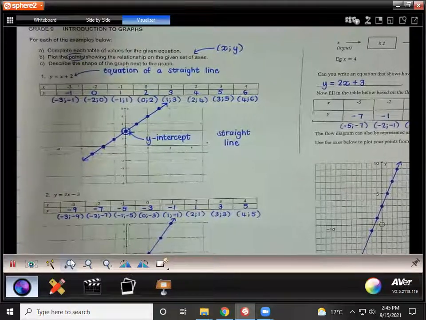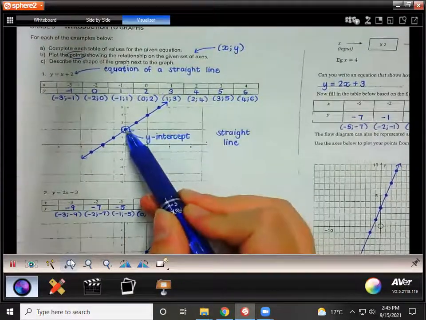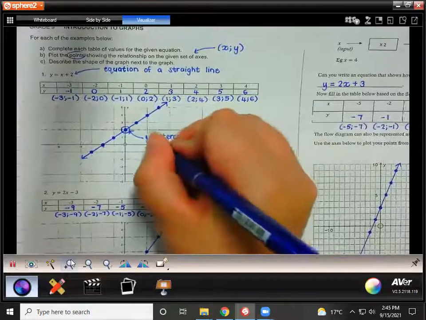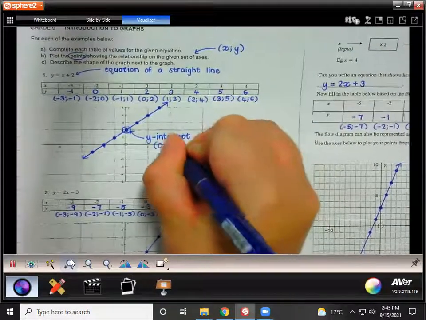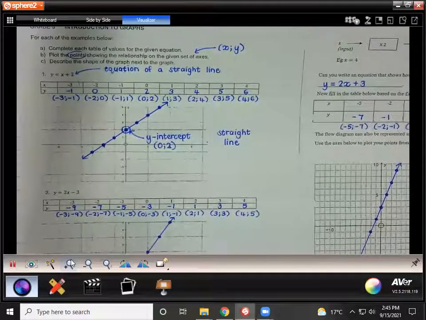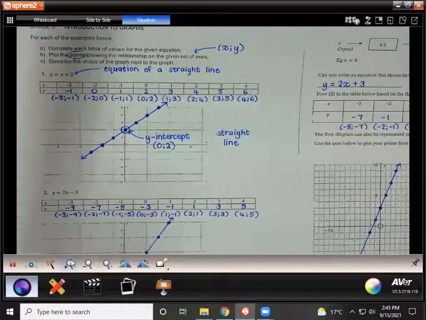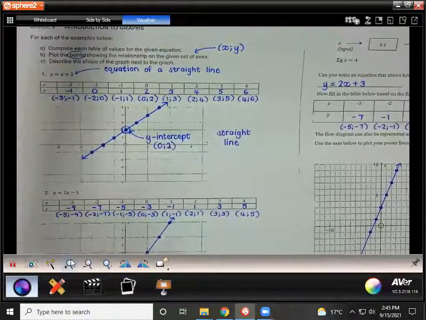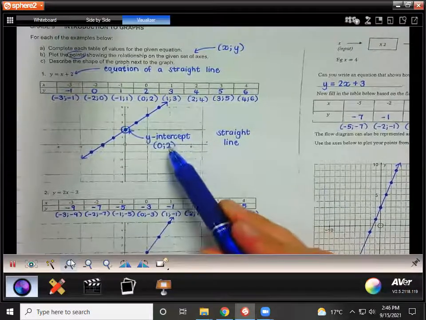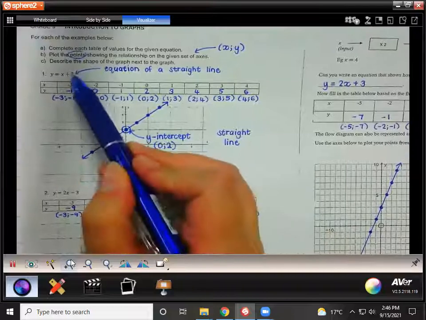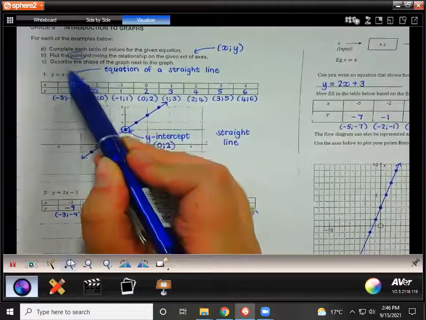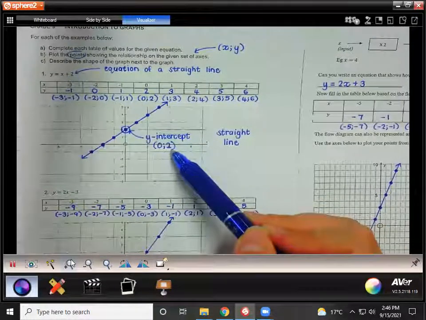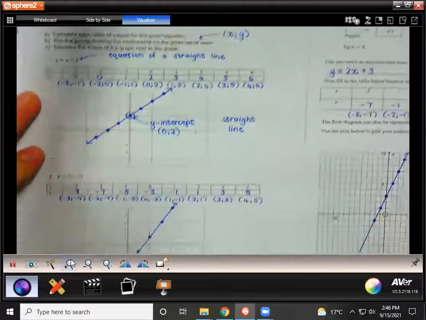Now, guys, what were the coordinates of that point? What is the x value of this point? The x value is 0 and the y value is 2. So this y-intercept has the coordinates 0 and 2. The y value of the y-intercept is the same as the 2 in the equation. Do we see that? It was x plus 2. And here our y-intercept is 2. Let's see if the same thing happens in the other graphs.